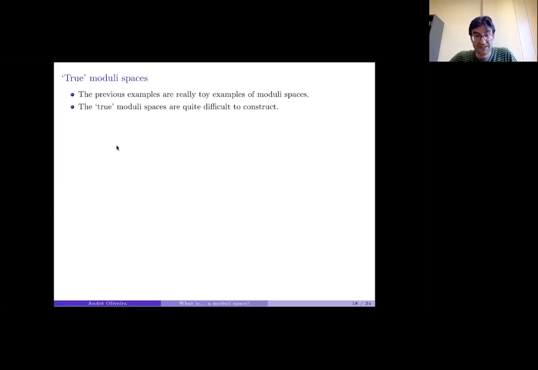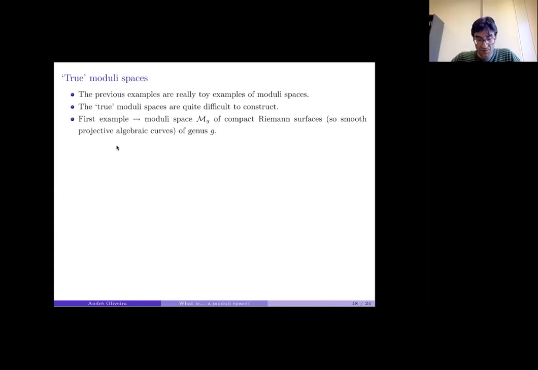So the true moduli spaces are in general quite difficult to construct. And the first example, historically, the first true example was the moduli space M_g of compact Riemann surfaces. Compact Riemann surfaces you can think of in two ways. You can think these are the same as algebraic curves. Compact Riemann surfaces are complex manifolds of complex dimension one, so real dimension two, but they have a complex structure.